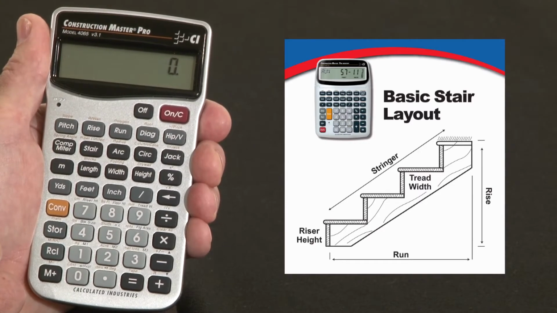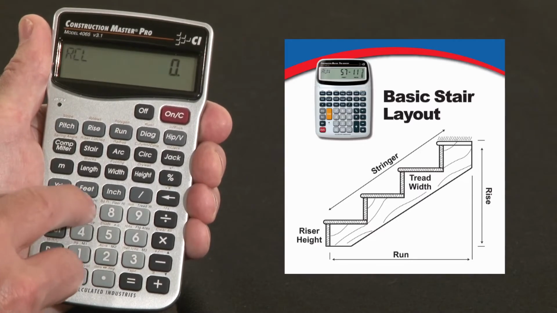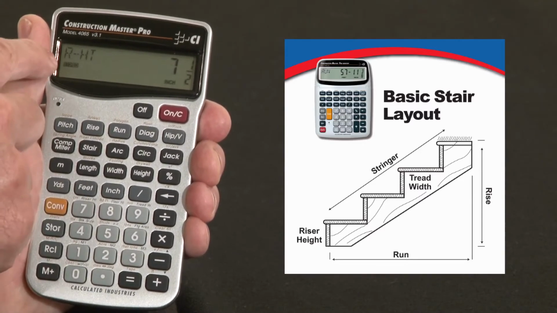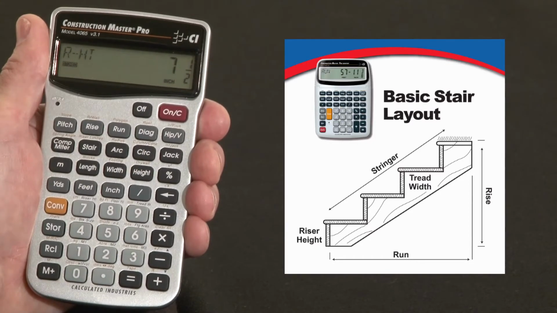First off, let me show you that the calculator is going to use a 7.5 inch target riser height as the default. If I hit recall 7 above there, it says riser height stored is 7.5 inches. That's the default of the calculator that it'll use. You can change that to something else if you like, but for this example, we're going to leave that alone.